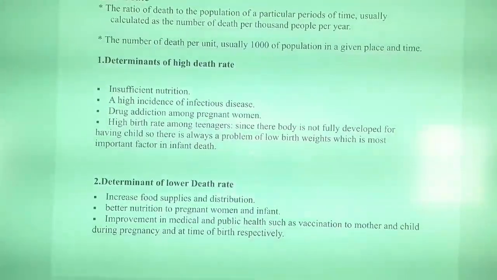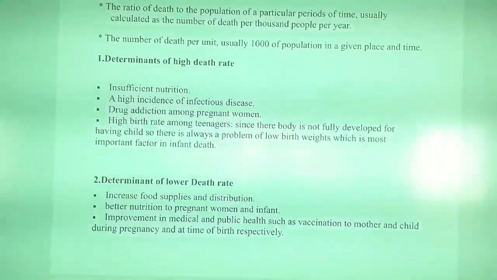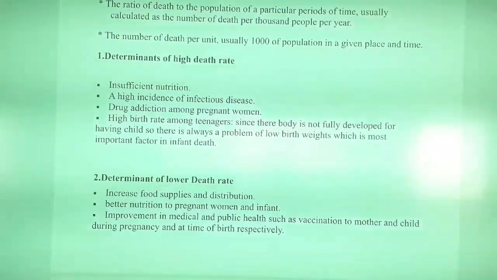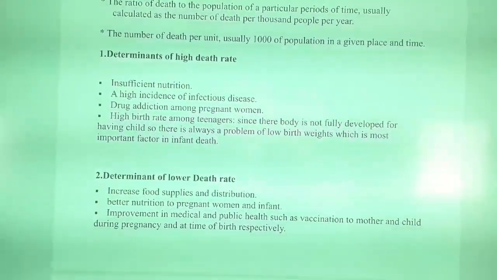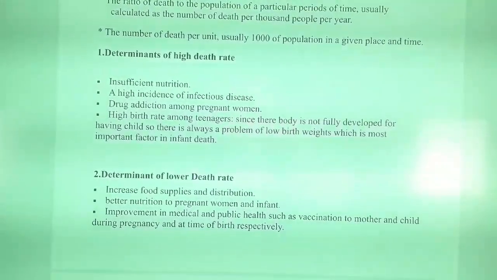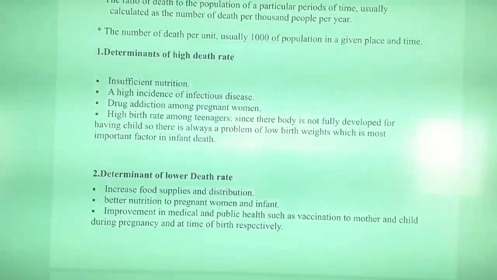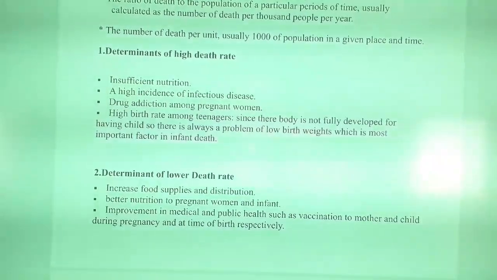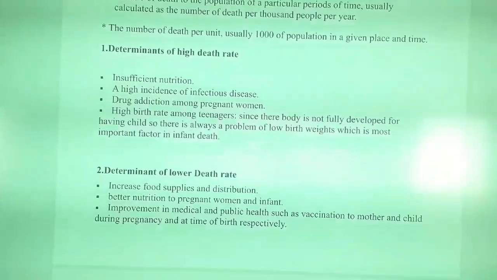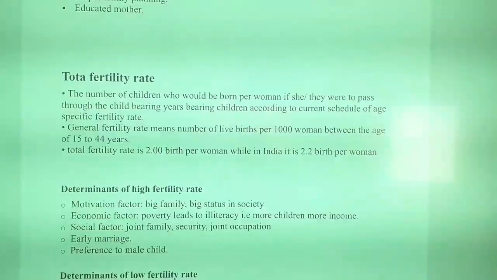And how can death be stopped? Increased food supplies and distribution, better nutrition for pregnant women and infants, improvement in medical and public health such as vaccination of mother and child during pregnancy and at the time of birth, safe water supply, proper family planning and an educated mother. These factors can lower the death rate.